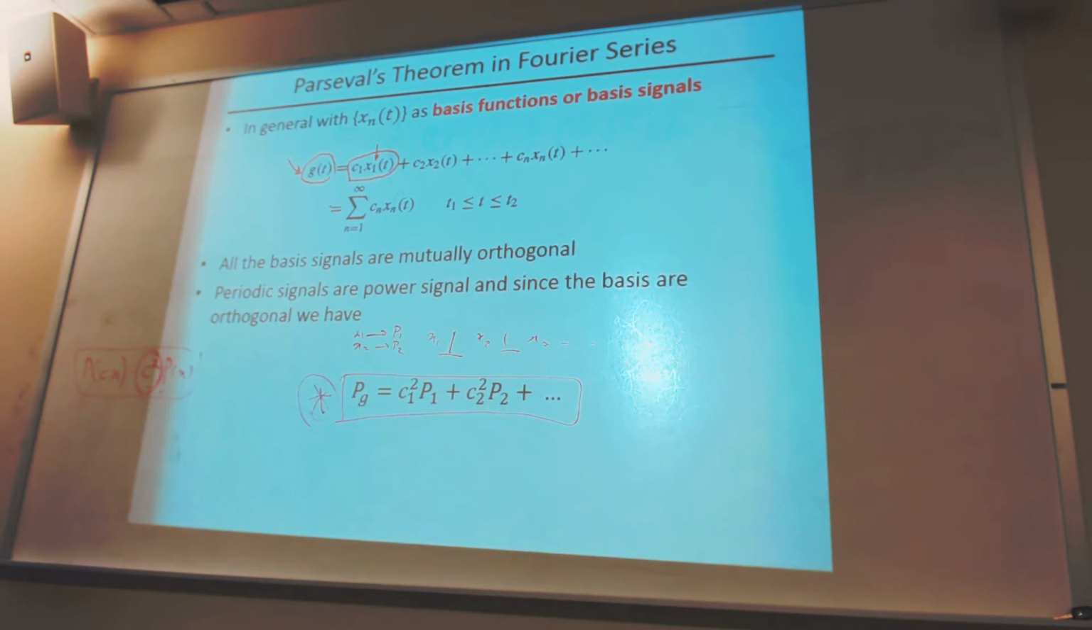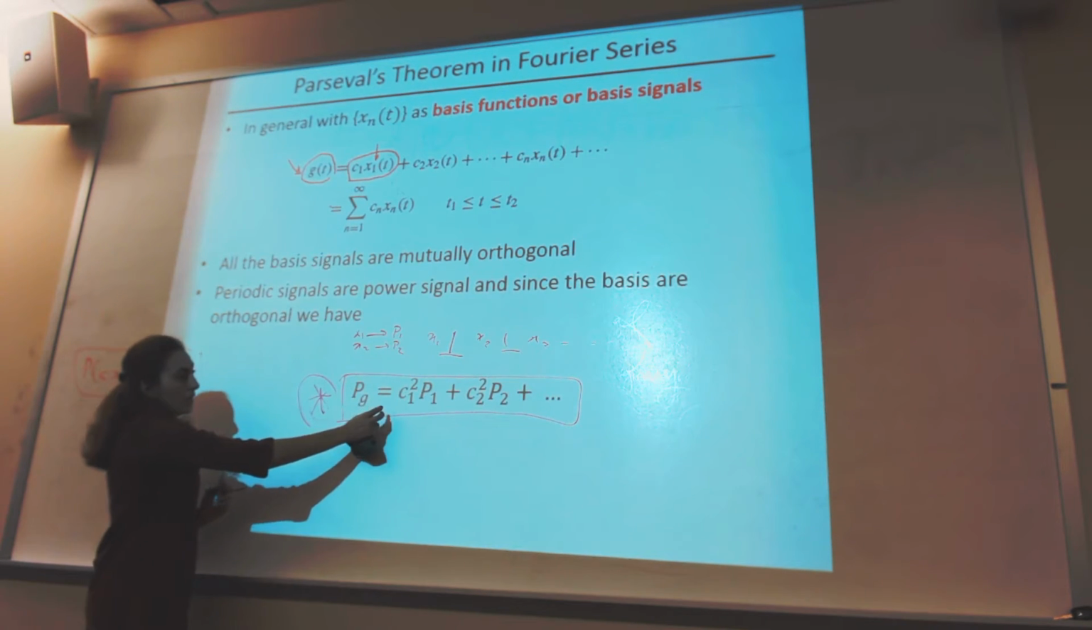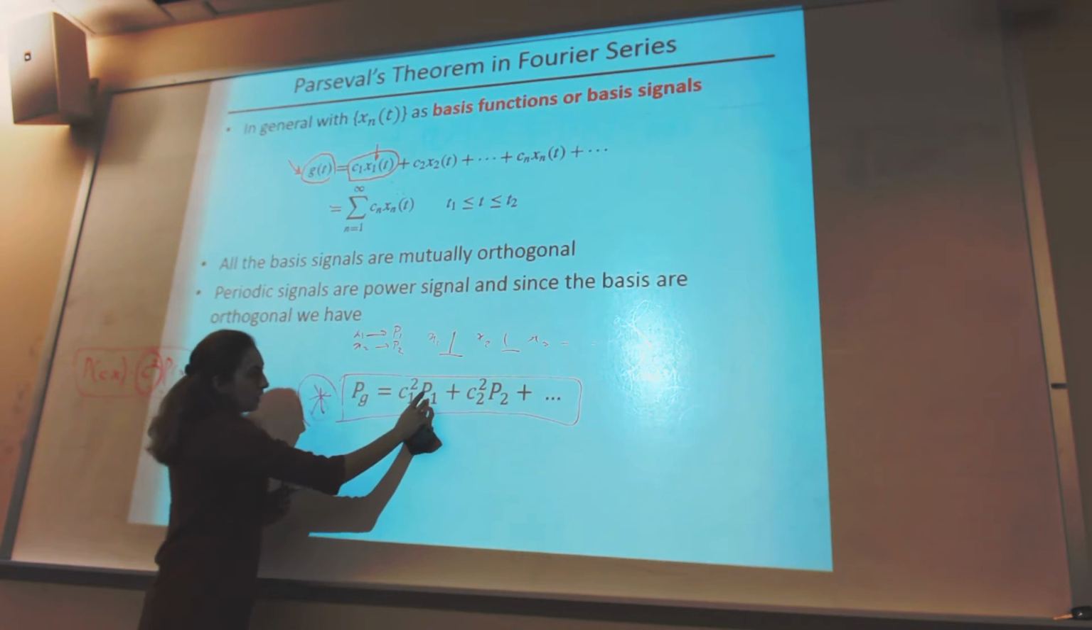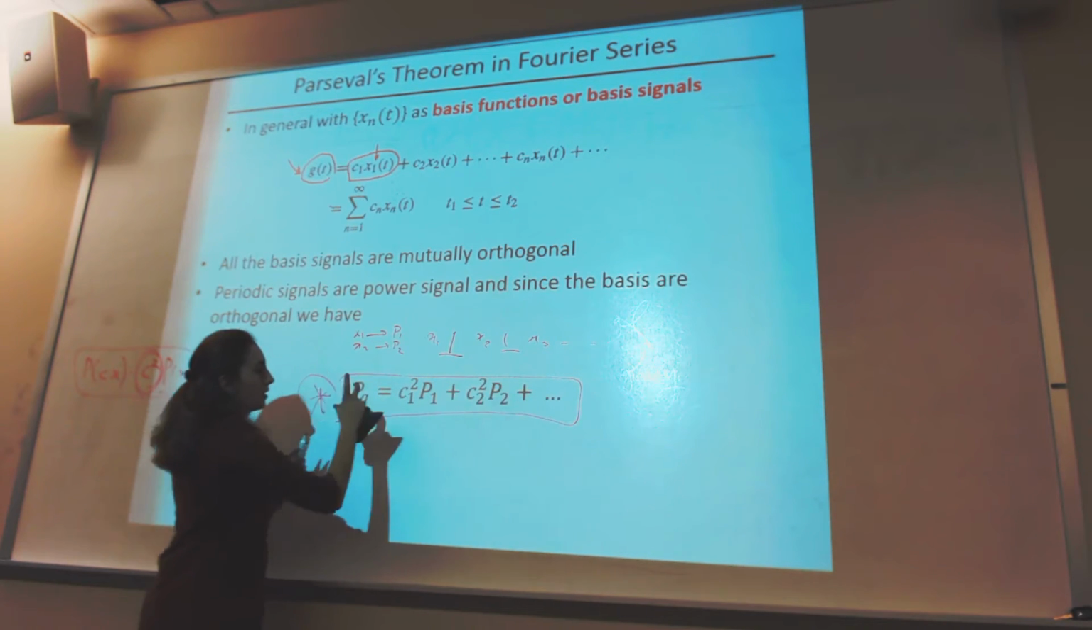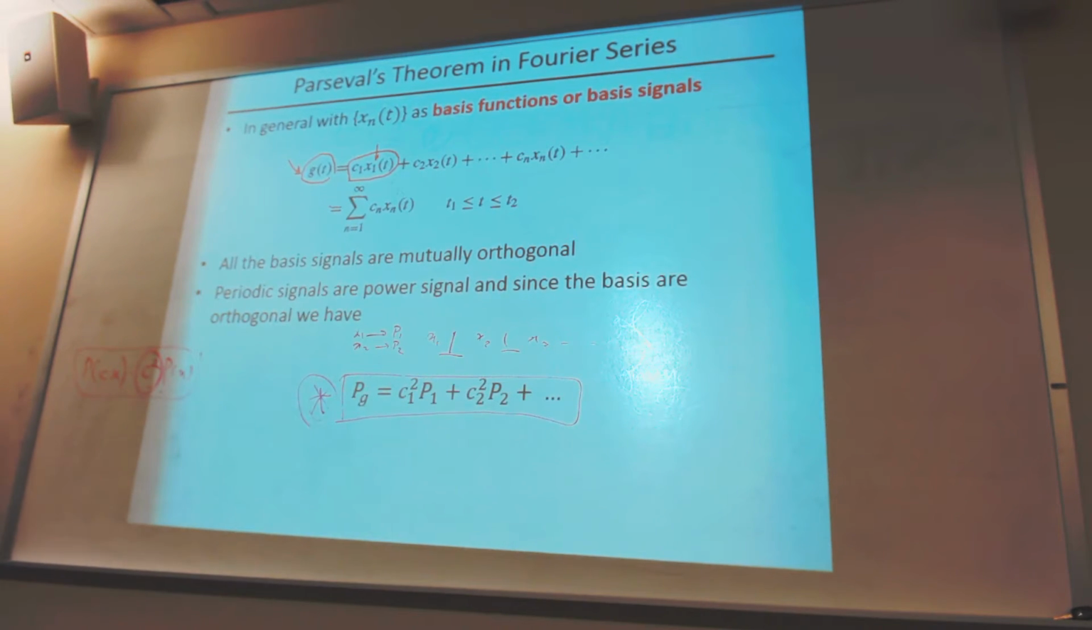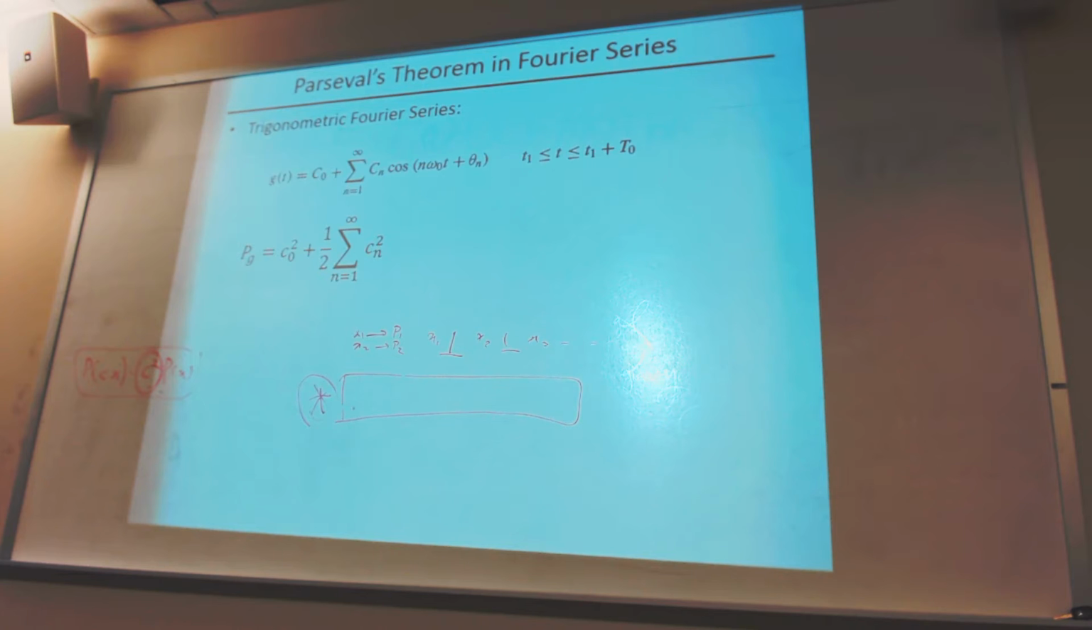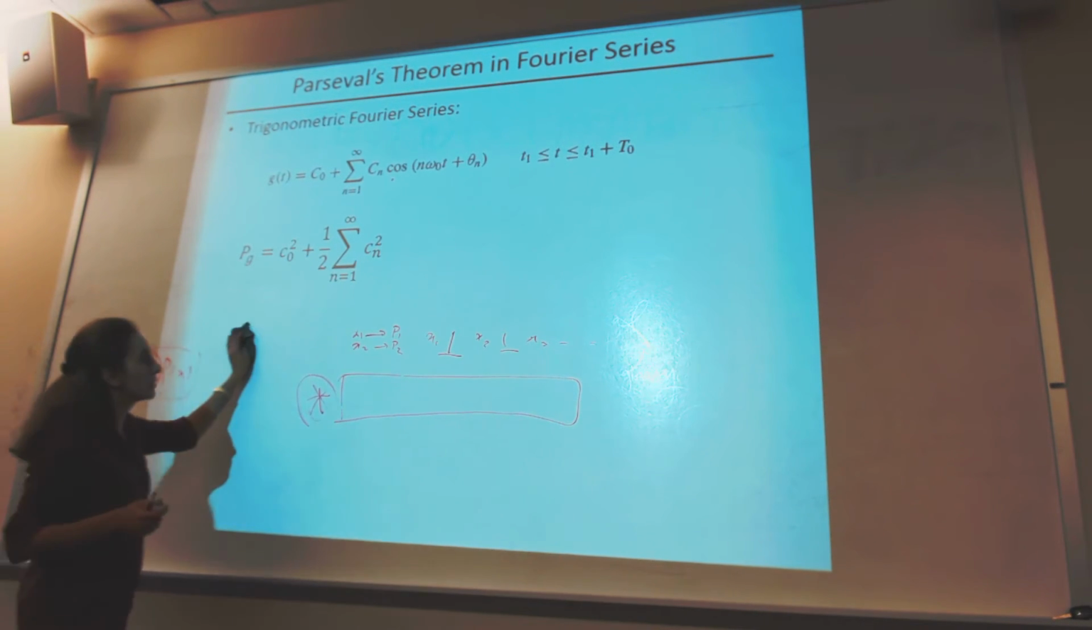So the power of a periodic signal is just the weighted summation of the powers of the bases, and the weights are just c1 squared, c2 squared, etc. But now for the cosines, sines and exponentials, we know the power. We can easily calculate the power. Anybody remembers what's the power of the cosine function?